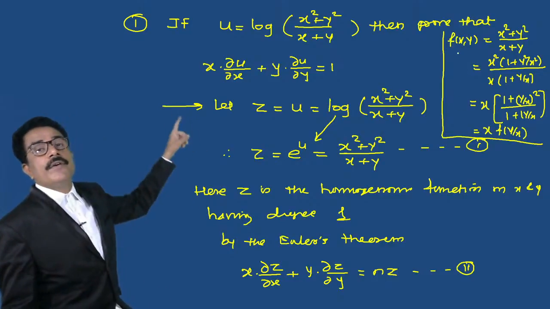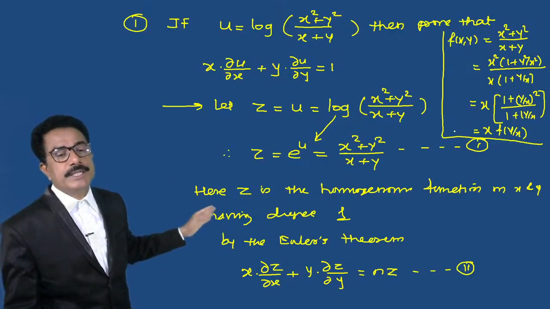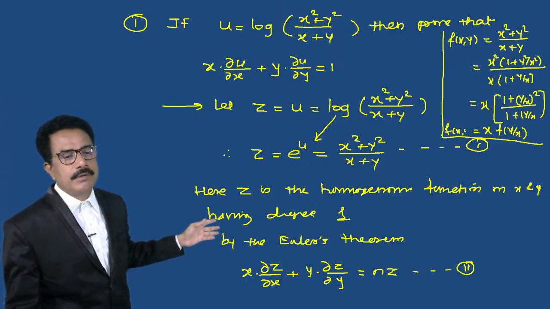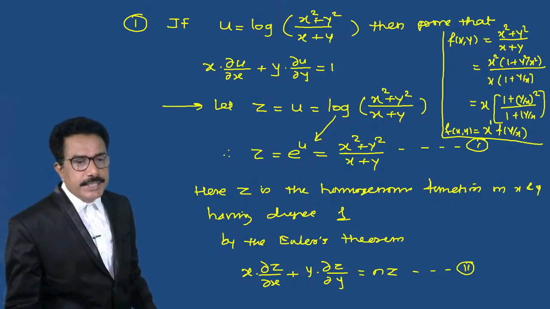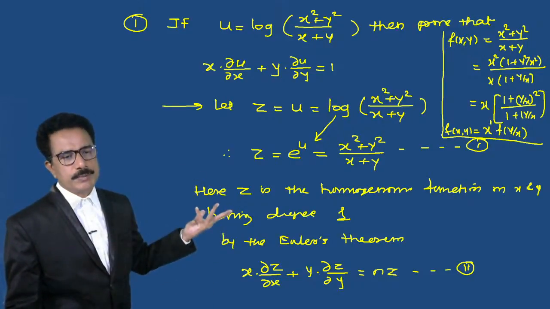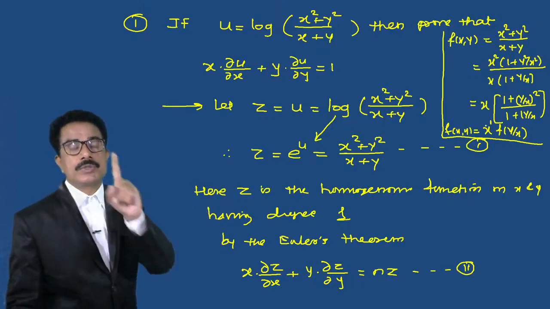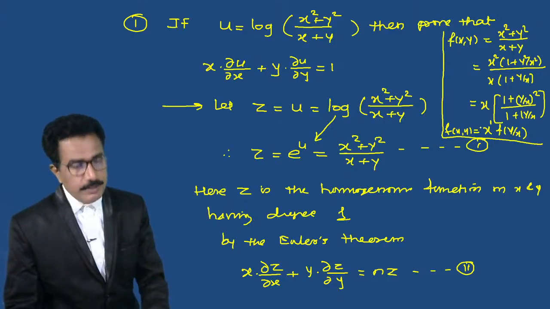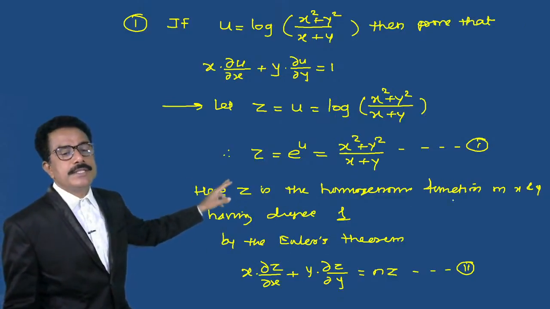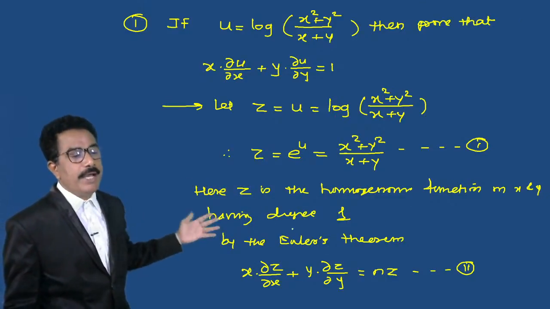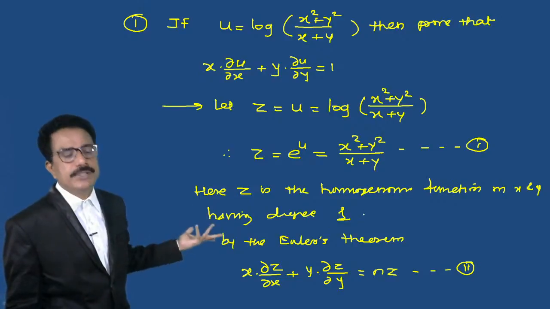And if f of x comma y can be expressed in terms of x into f of y by x, then it is called as homogeneous function. आणि x चा जो power असतो तो म्हणजे degree असतो. So we can write here the given function z is a homogeneous function in x and y whose degree is 1, that is n is equals to 1.